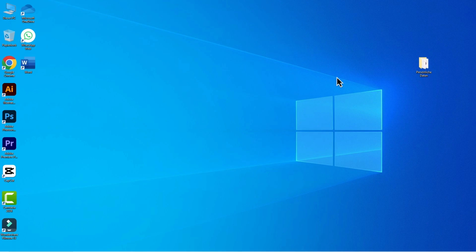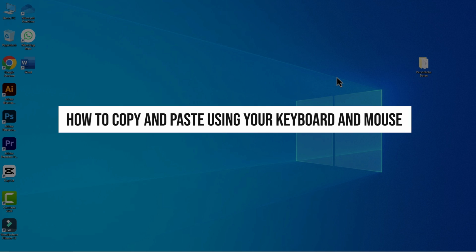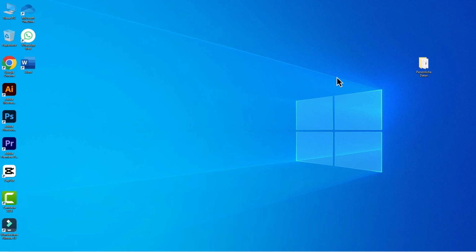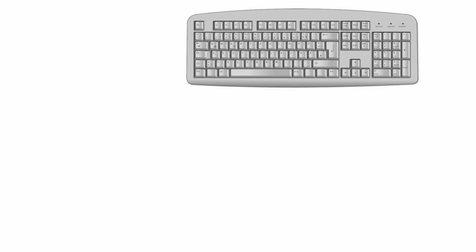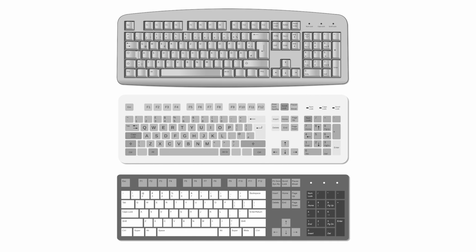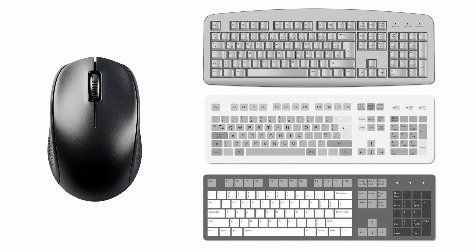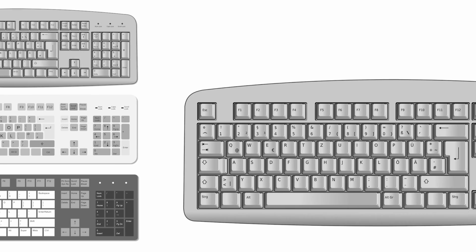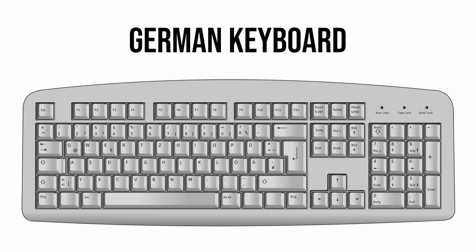Okay, so now we're going to jump right into the video. Hello and welcome to this quick and easy tutorial on how to copy and paste using your keyboard and mouse. In this video, we'll cover the process on a German, US, and UK keyboard, and also how to do it with a mouse on a Windows PC. Let's start with a German keyboard, which is slightly different from others in terms of layout.